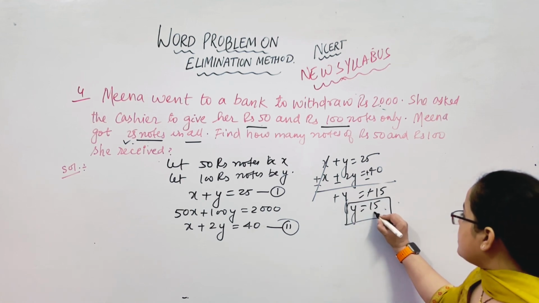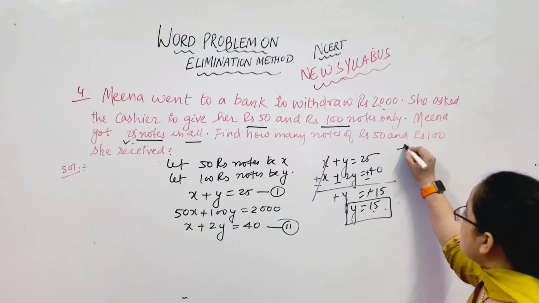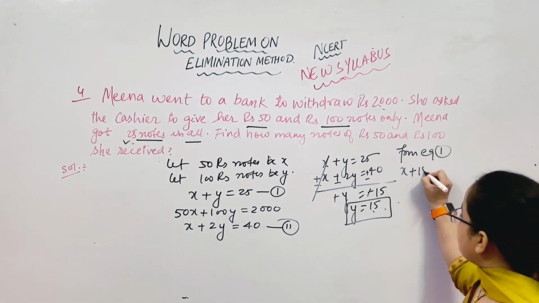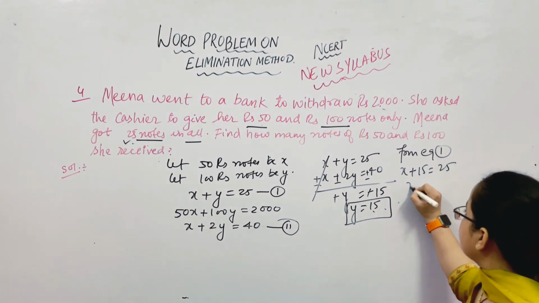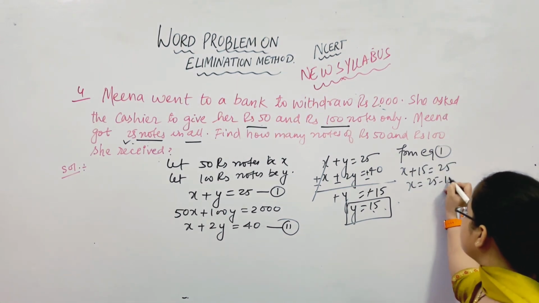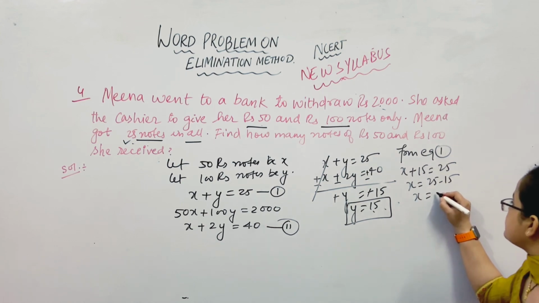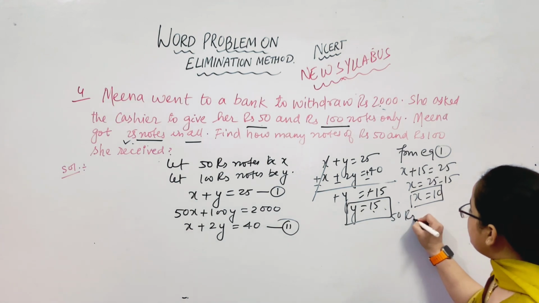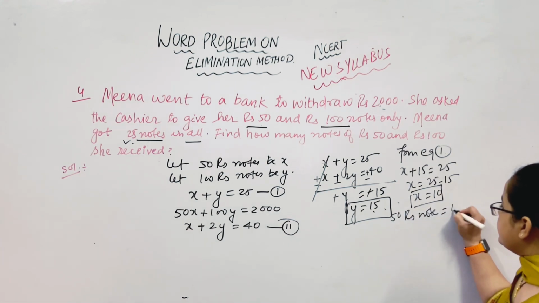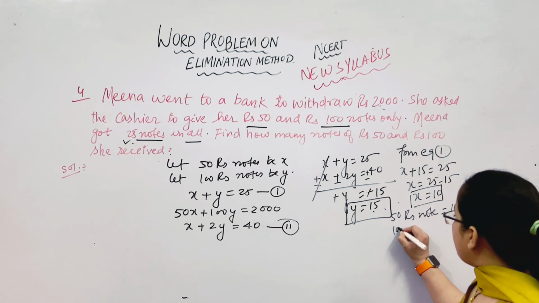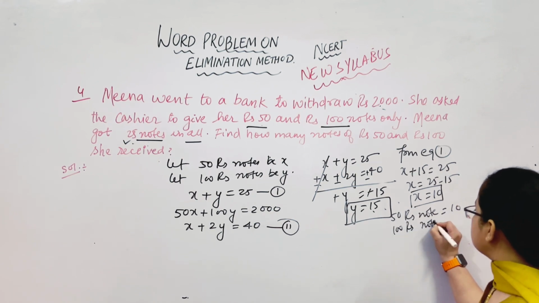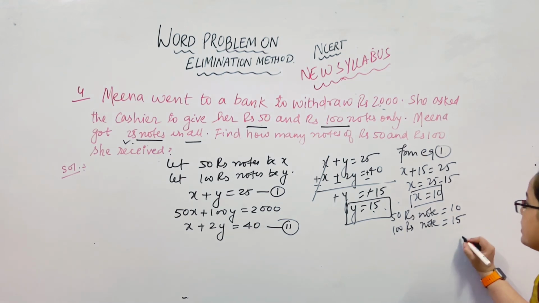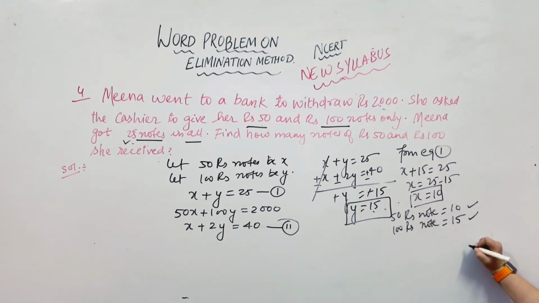So when I got y as 15, I'll substitute in equation 1. So from equation 1, x plus 15 is equals to 25. x is equals to 25 minus 15. I'm getting the answer as x is equals to 10. That means 50 rupees notes are 10 and 100 rupees notes are 15. Okay, so this is your answer. Hope this question is clear to you.